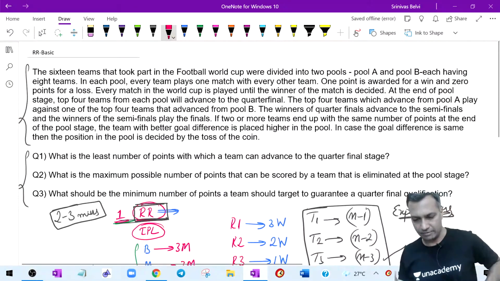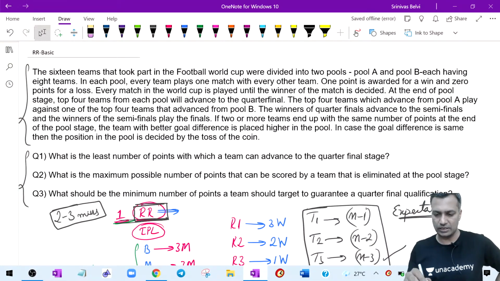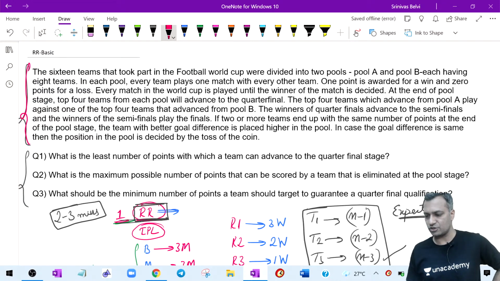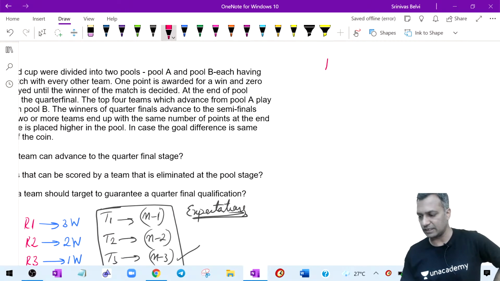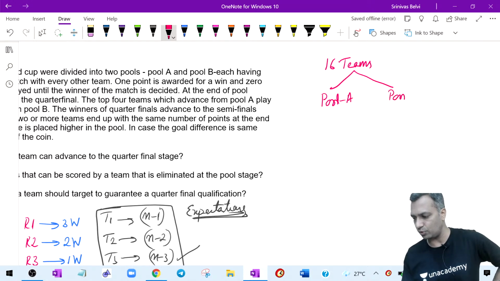So let's understand. Keval had one doubt between this. So if you look at this particular story, let me put that story there and let us come back to this. There are 16 teams divided into 2 groups, 2 pools. One is called Pool A and the other is called Pool B.